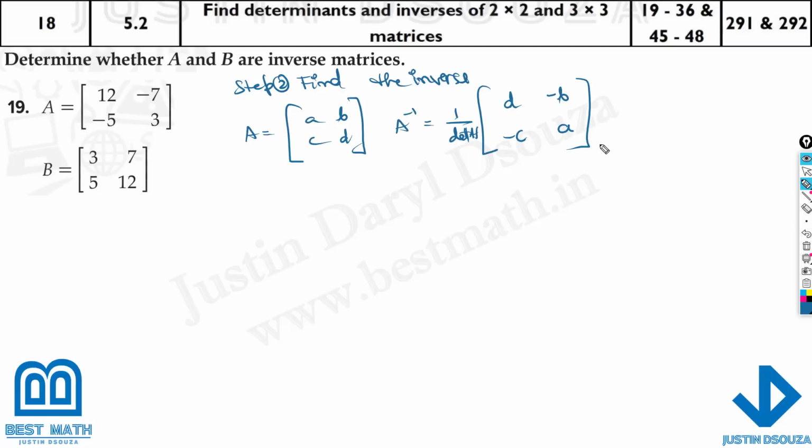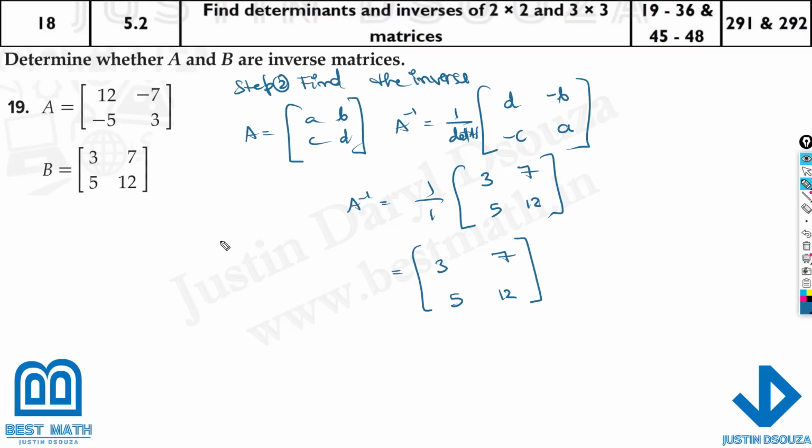This is the formula. Now we know determinant A was 1, right? So here 1 by 1 will be equal to, what happens? It'll be 3, 12, minus becomes plus 7, plus 5. That's the answer. Now multiply this by 1 by 1. Anything you multiply, it's the same thing. So the answer will be 3, 7, 5, 12. This should be the inverse. Let's just check it with B. Yes, absolutely, it's the same thing. So this is A inverse.